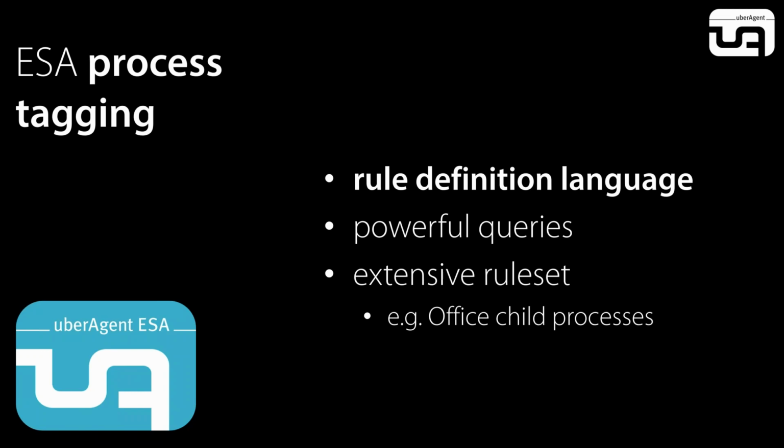So a macro embedded in one of your Word documents suddenly tries to do some clever things and infect your environment, your network, with malware. That's one of the very, very common examples. So in general, you don't want Office to start anything else. And that's just one of the many things that uberAgent ESA detects out of the box.